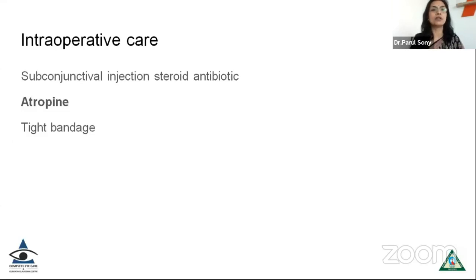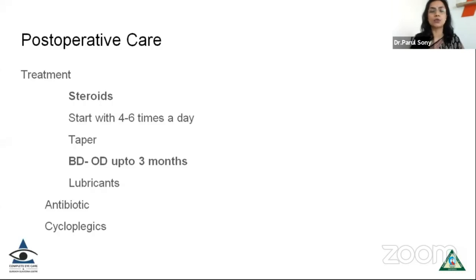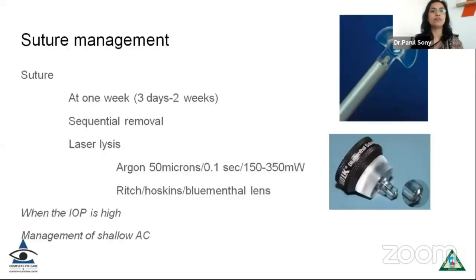I usually put atropine at the end of my surgery so that you have a relaxed iris at the end of the surgery. Put the patients on steroids, and usually you need to put them on steroids for up to 3 months so that you have fewer bleb failures.